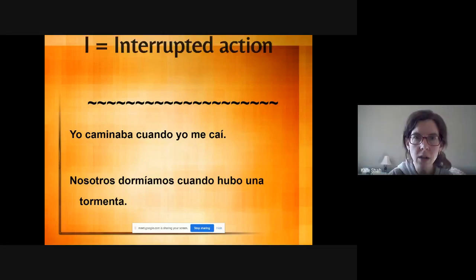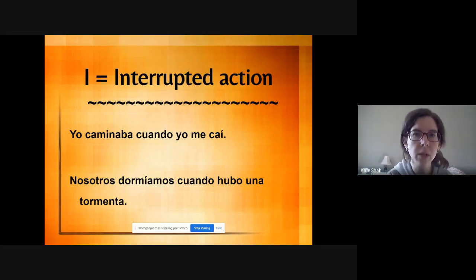And it basically all comes down to the I, which is for interrupted actions. When you're going to talk about what was happening when you're setting the scene, you're setting up that a single completed action is about to occur. You use the imperfect to introduce that interrupted action. We did this last year as well. Yo caminaba cuando me caí. I was walking when I fell.